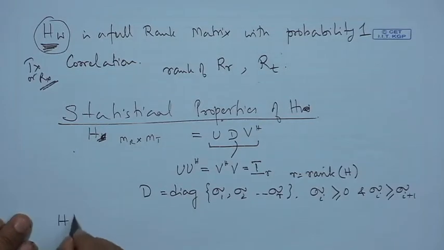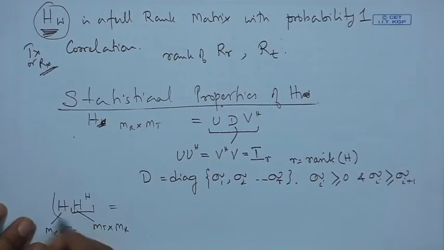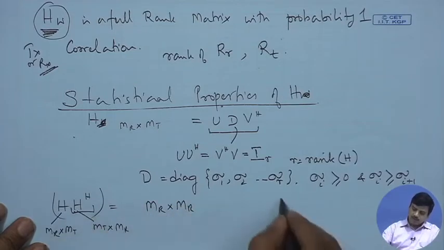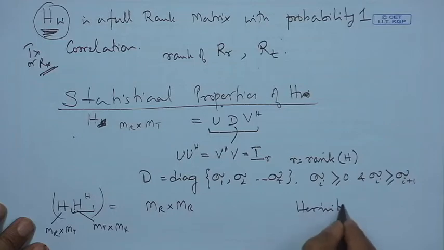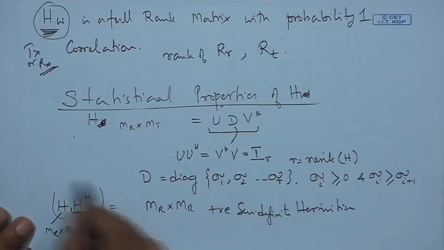And if you look at HH Hermitian, H is MR cross MT, H Hermitian is MT cross MR because of the Hermitian operation. So, naturally this whole product is MR cross MR. This is a Hermitian matrix and it is positive semi-definite. Being positive semi-definite, the eigenvalues are greater than or equal to 0.